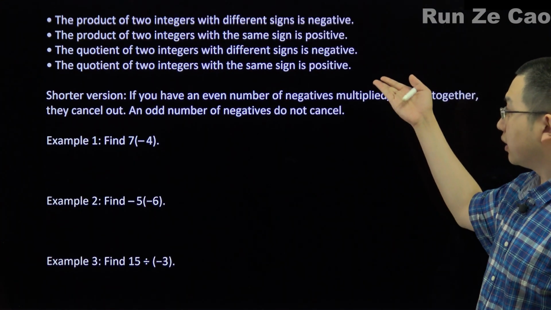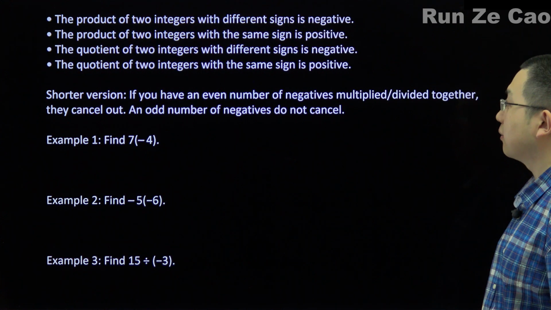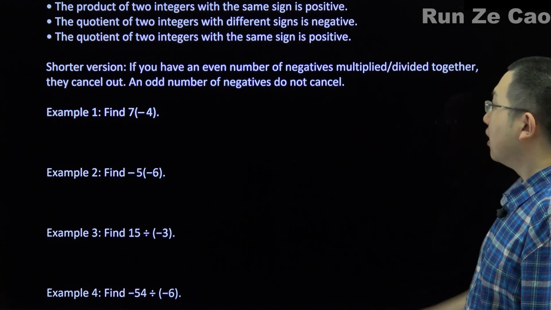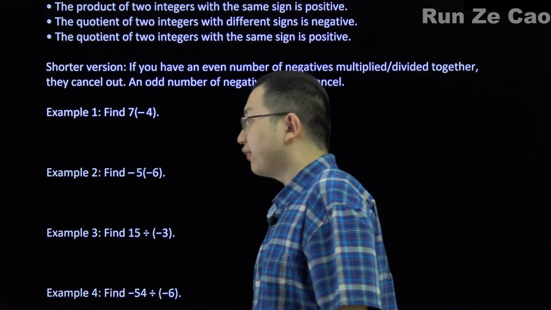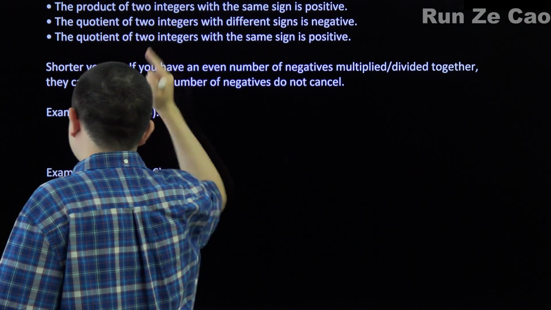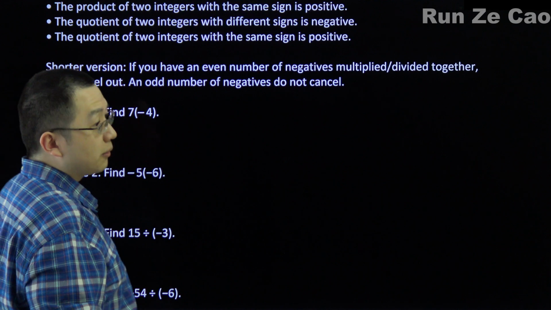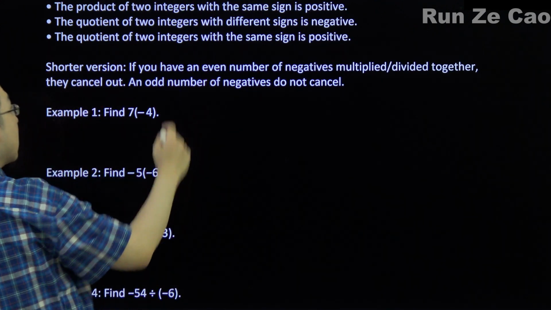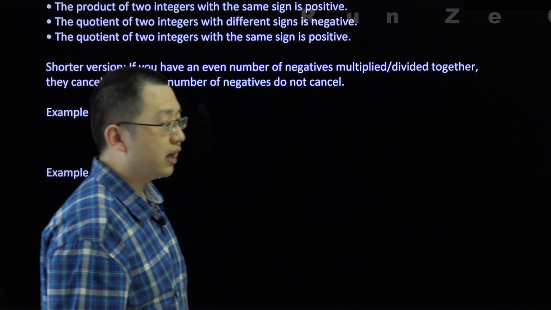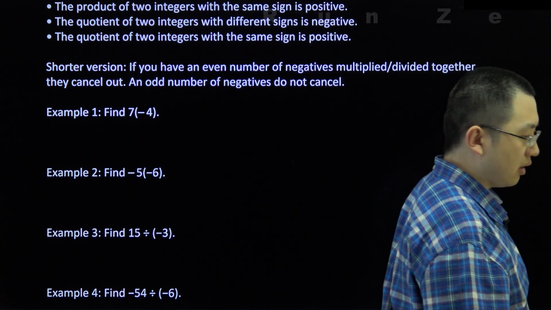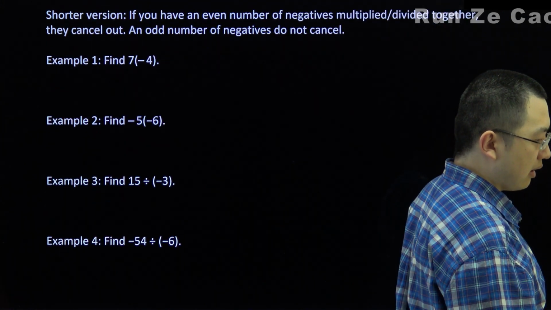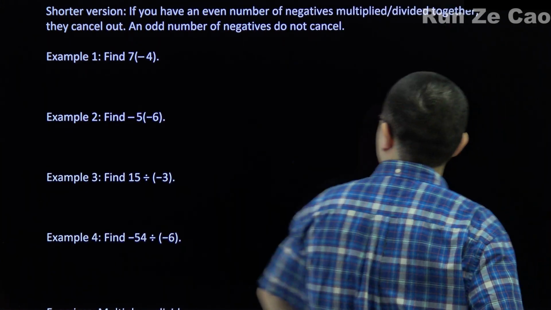Because quotients of two integers with different signs, that's going to be negative, because the negatives don't cancel out. They have different signs, and if you have two integers, that means you have one negative and one positive. So the quotient is going to be negative, but if they have the same sign, i.e. you have 0 or 2 negatives, the quotient will be positive. Now let's find some examples.